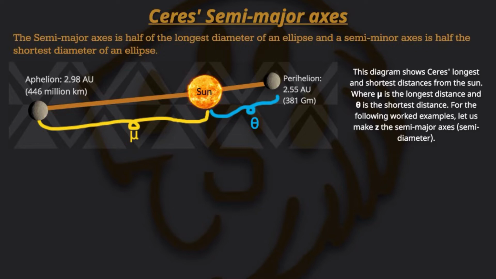As you can see on the diagram, the longest distance, represented by the Greek letter mu, is what we call the aphelion, and that is equal to 2.98 astronomical units for the dwarf planet Ceres, which is also equal to 446 million kilometers. Then theta is what we refer to as the perihelion, and that is equal to 2.55 astronomical units for Ceres, which is also equal to 381 gigameters. That GM is gigameters. So that is how we look at it.